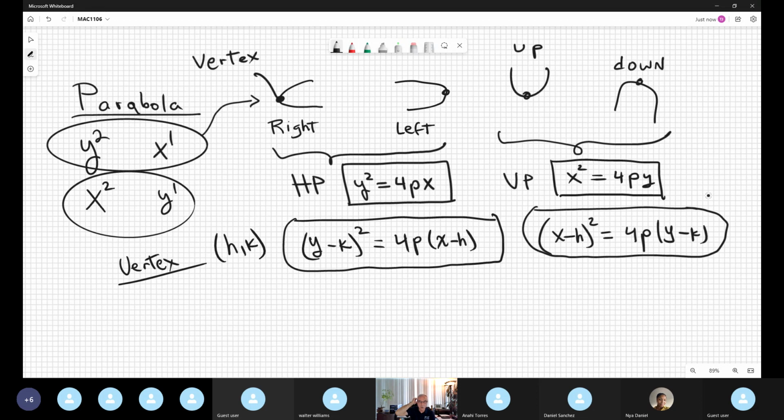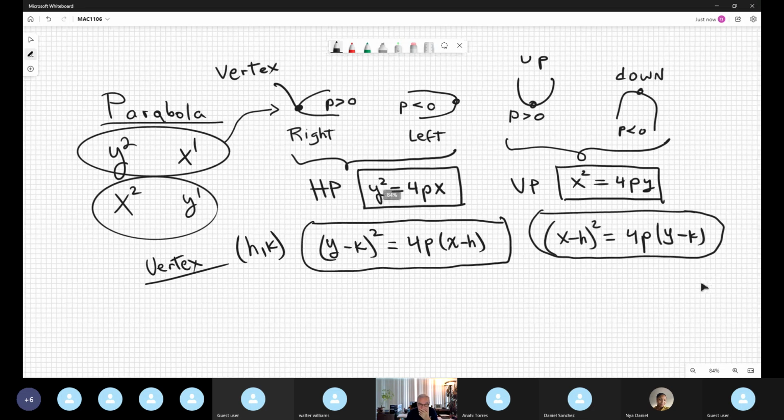Now, how do you know if it opens up, down, right, or left? It depends on the sign of p. If p is positive in this equation, it opens to the right. If p is negative, it opens to the left. And for the vertical one, if p is positive, it opens up, and if p is negative, it opens down. Makes sense, right? That's it? No. We have more details in the parabola.